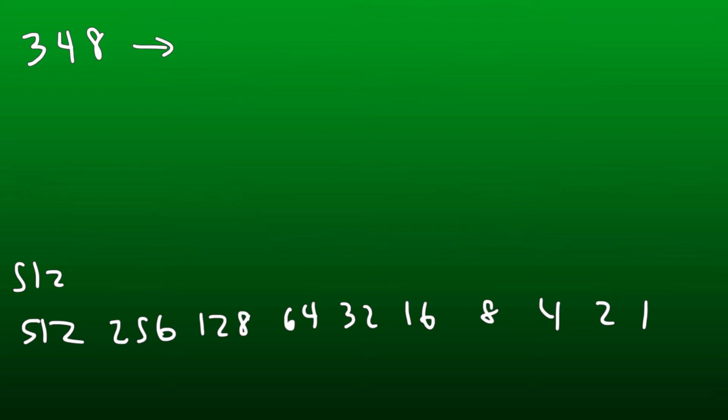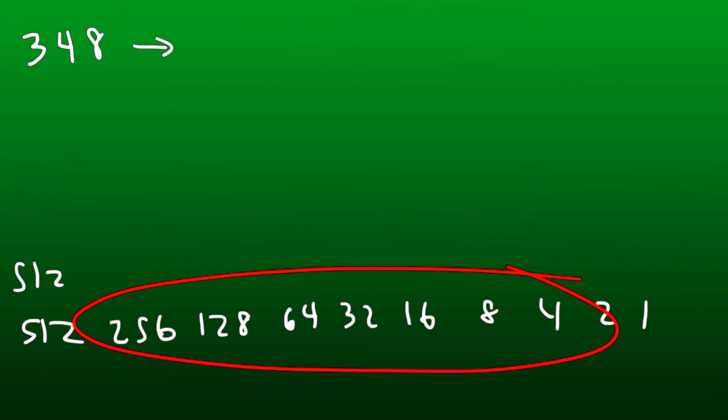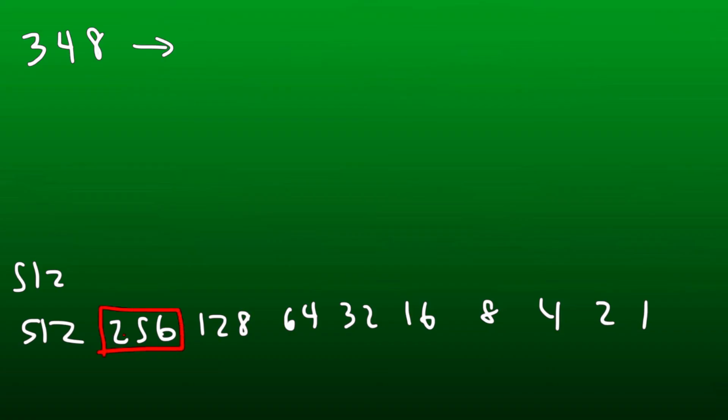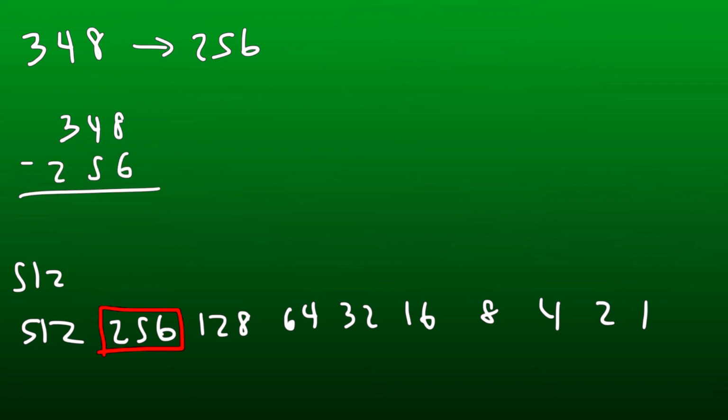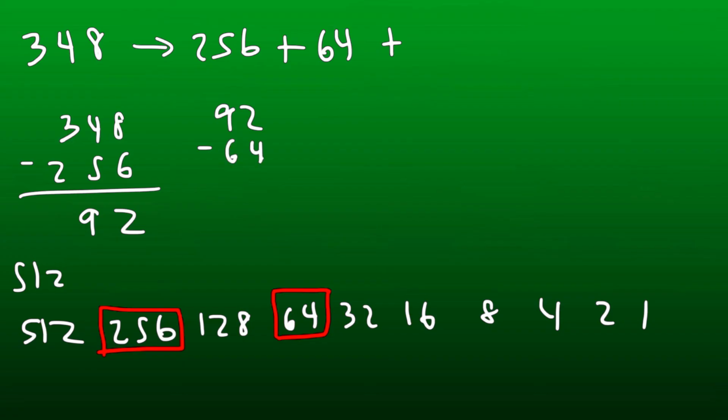The highest number that can be broken down into a base 2 number, which are these numbers here, the highest number that's less than 348 is 256. Now, if you subtract 348 by 256, this will give you 92. Now the highest number that is less than 92 at this point is 64. Now, if we do 92 minus 64, that's going to give us 28.